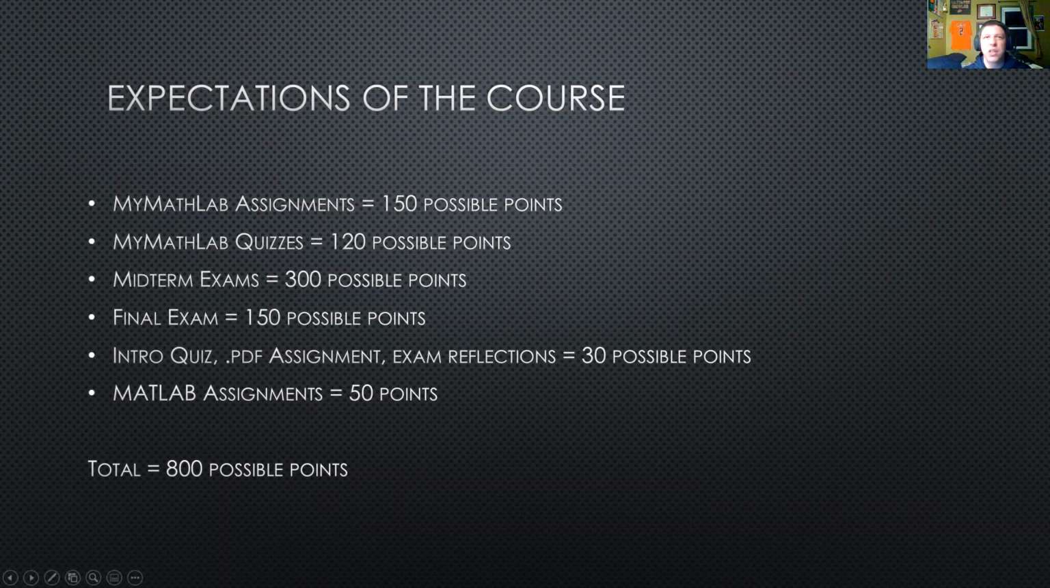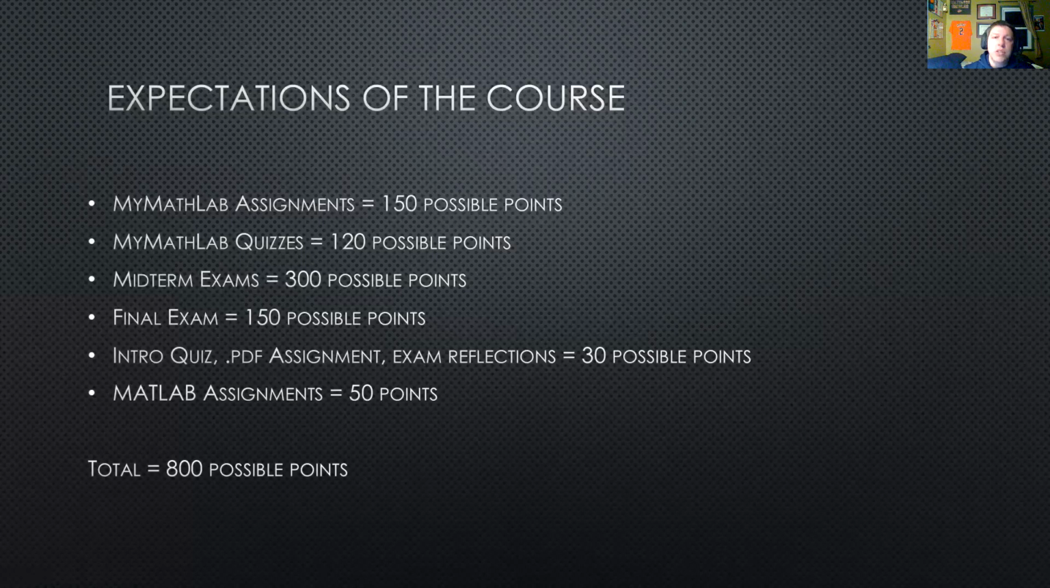Basically unit examinations worth 300 points. There's one comprehensive final exam worth 150 points. And then there are 80 points worth of assignments, such as the intro quiz, PDF assignment, exam reflections, and the MATLAB assignments that we just looked at. The total number of points is 800.